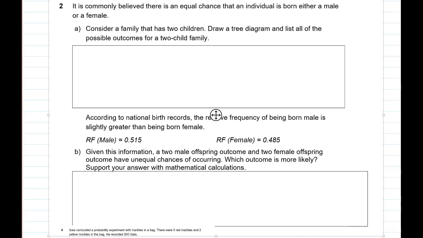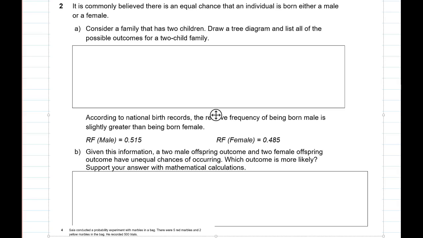Okay, so essentially the way this question works is a family has two children and those children can either be boys or girls. Okay, and you've got to draw a tree diagram showing all the possibilities of boys and girls. Now I'm going to do a tree diagram, but I'm just going to do it a little bit differently, so I'm not giving you the answer.